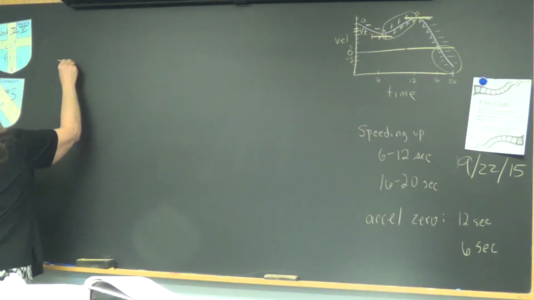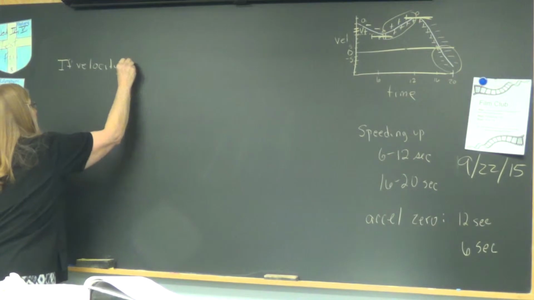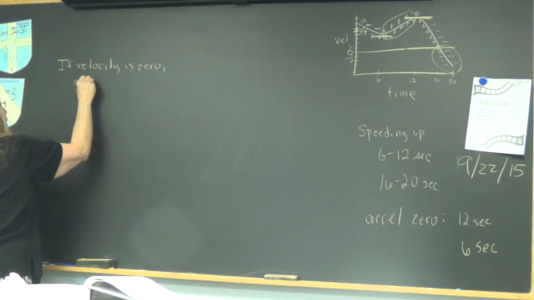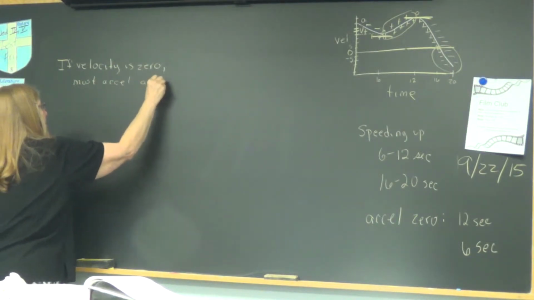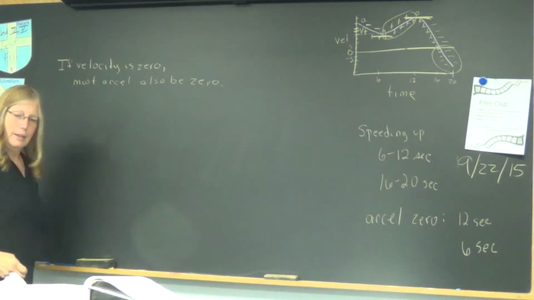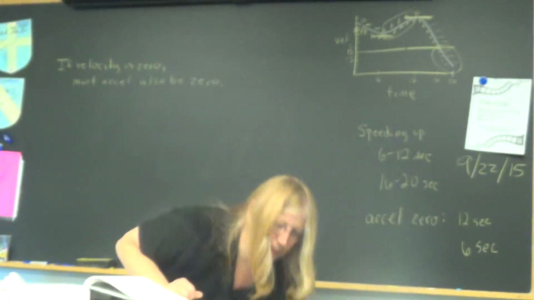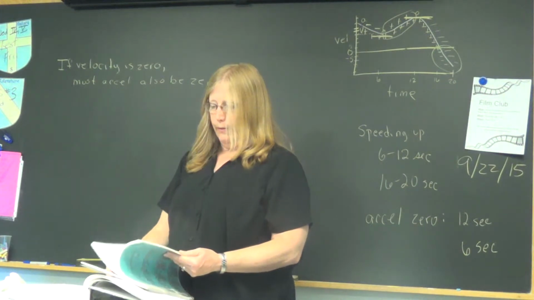If velocity is 0, must acceleration also be 0? So when I look at that graph that I wanted to answer that question from, see if you can look at it and find a spot where the velocity is 0.